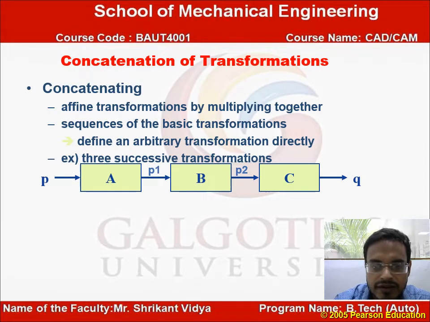Then comes concatenation of transformations. Concatenating means affine functions are combined by multiplying them together. So you can say the basic transformations define an arbitrary transformation directly. Suppose three successive transformations are there, A, B, C. So we are combining the different transformations into a single transformation, that is called concatenation.